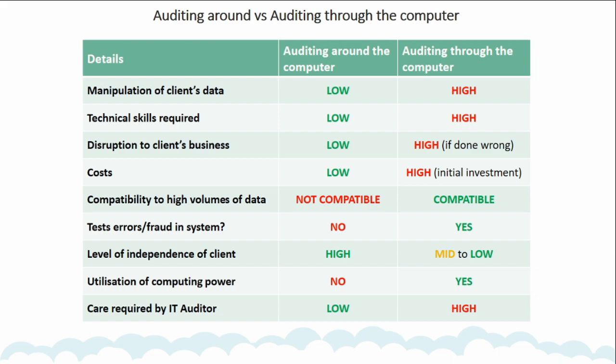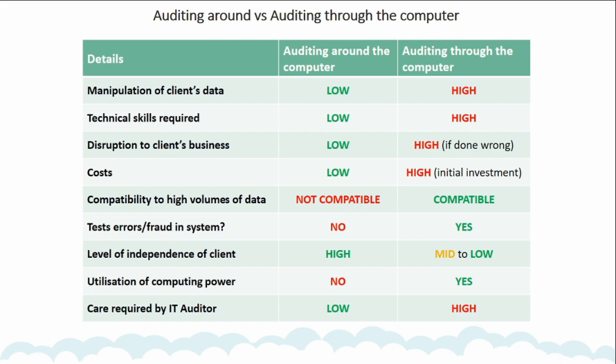When auditing through the computer, we may cause disruptions to the client's business. However, when we audit around the computer, there's very little disruption. But there's a caveat. We can only cause disruptions to the client's business if we do it incorrectly. Through the computer tends to be more expensive because there's a likelihood that we may need to create our own audit software that is particular to our client. So we find that auditing through the computer is generally only used when we are auditing major clients or major banks that are so highly computerized that we are unable to audit it in any other way.